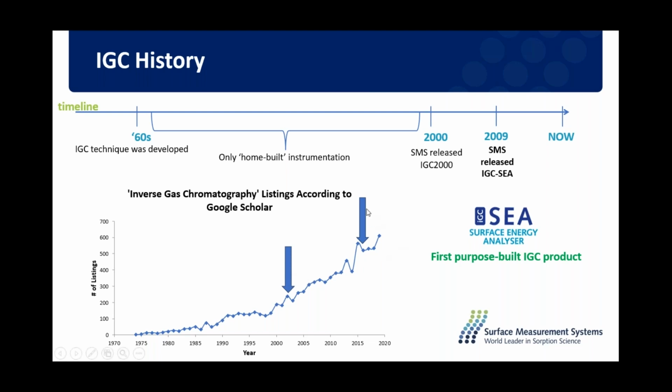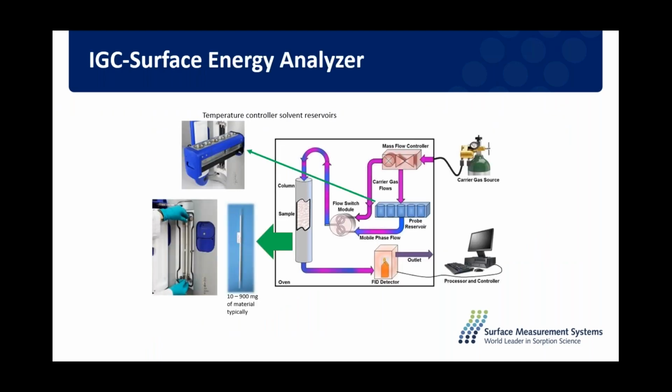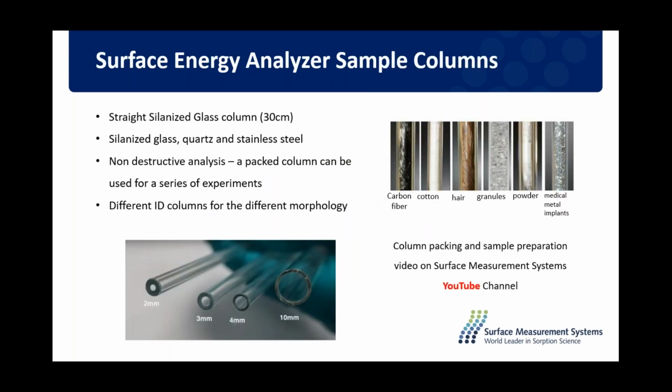Then in 2009, sorry, my arrows must have shifted, they're not directly related, but the timeline shows that's when we came out with the current IGC SEA, which was the first purpose-built, from-the-ground-up inverse GC instrument. And just a flow path, as the video showed: you load the samples, you load your solvents, and then the instrument does the injections and the measurements from that point moving forward. A wide range of different powders, granules, fibers, films, or different sample morphologies can be measured, and there are lots of options for all sorts of different types of materials.